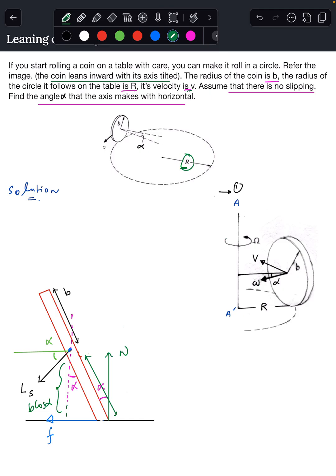It has a velocity v. Assume that there is no slipping. That means they're assuming the case of pure rolling. It has to be the case. Find the angle alpha that the axis makes with the horizontal.